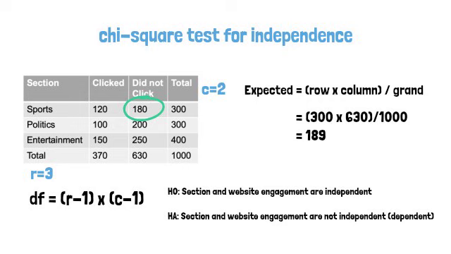We won't go through all the steps again, but once you have the expected counts, you can compute a test statistic like before, comparing the observed and expected counts. One interesting thing to note is that the test is actually equivalent to the 2 proportion z test when r and c are both equal to 2.